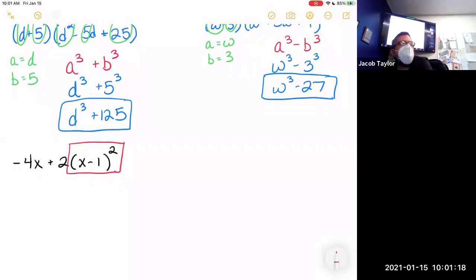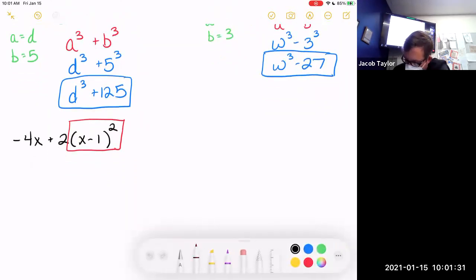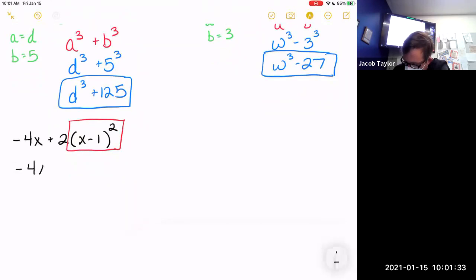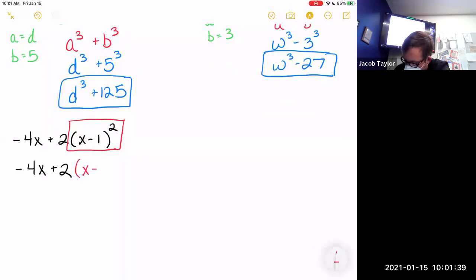What does x minus 1 squared mean? Probably means x squared minus 1 squared, right, kids? Squared means multiplied by itself.